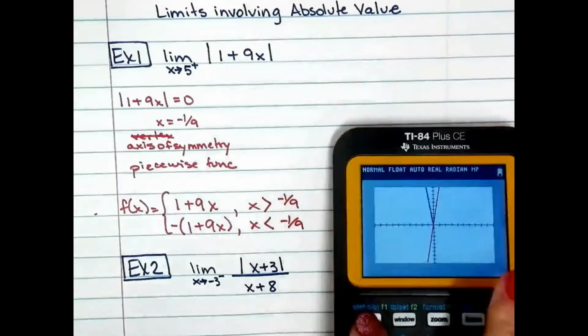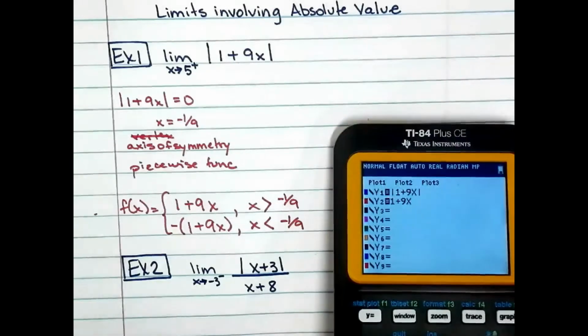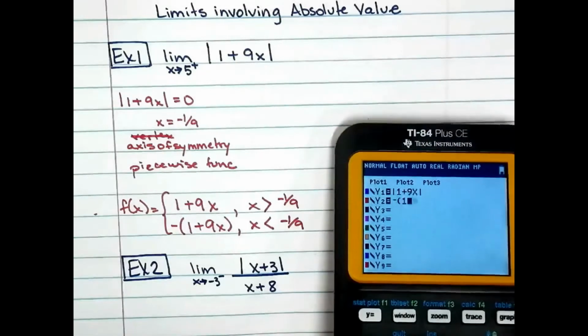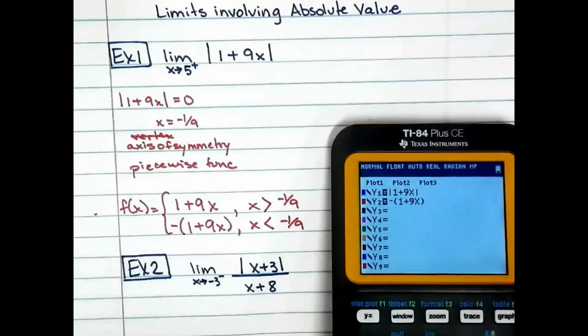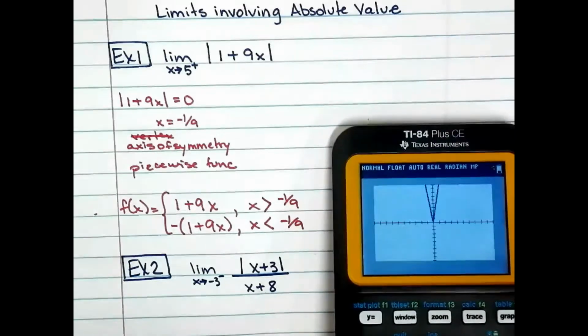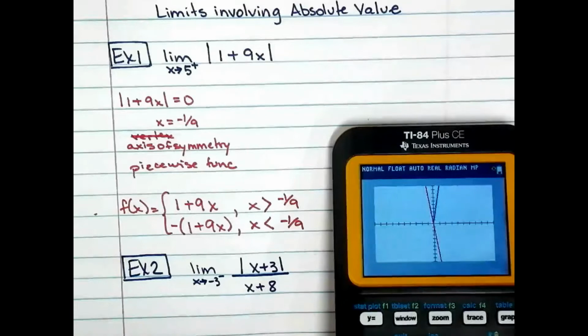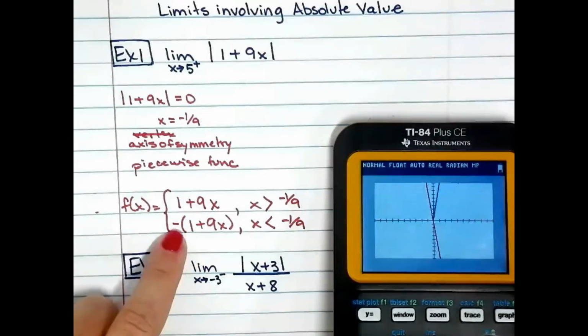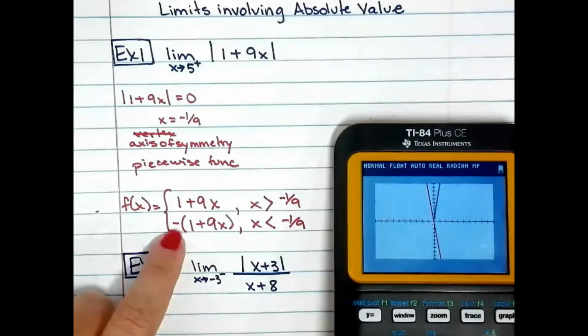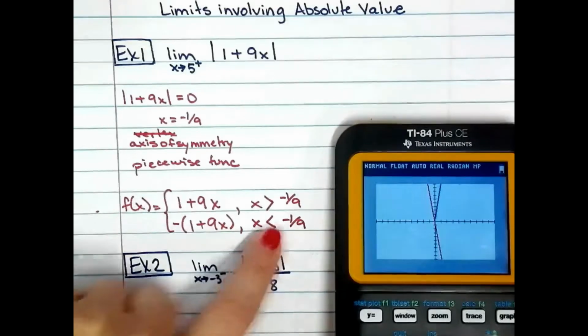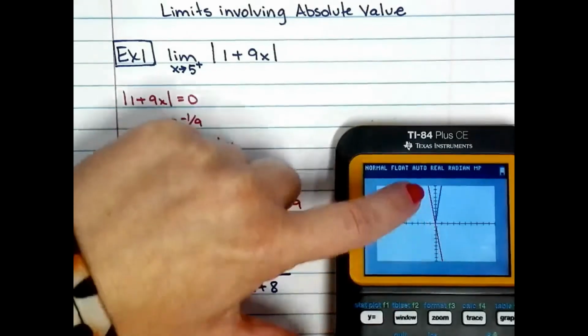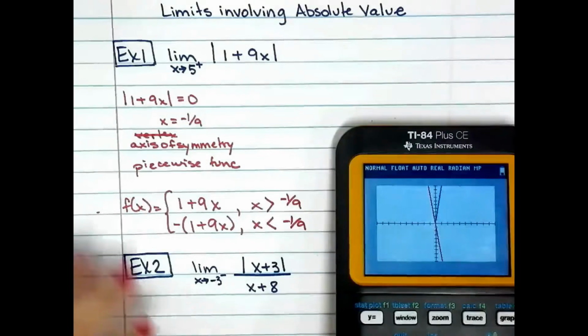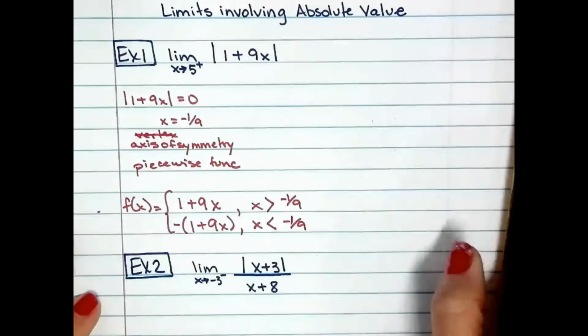But since we're here, I'll go ahead and test it out. So negative 1 plus 9x. That's the absolute value function, and that is the one with the negative in front. So it's the negative of that function. That's what represents that part of the absolute value function that I'm using.